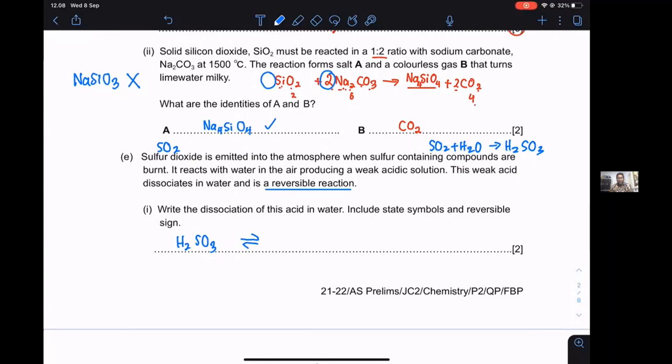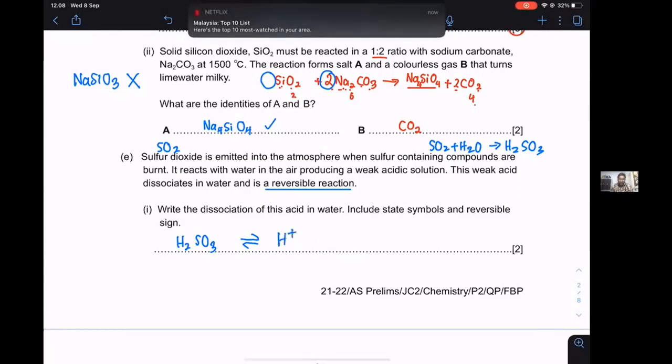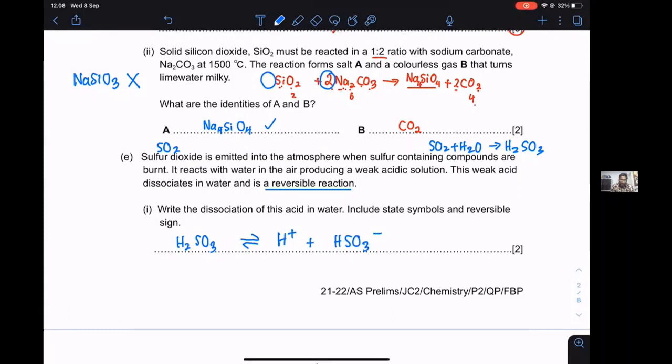Don't dissociate completely. Writing down 2H+ and SO3 2- is wrong. It is going to be weakly dissociated. You remove only one H, and the remaining HSO3- leave it over there. Include state symbols. Include the reversible sign. If you don't include this, you are going to be marked wrong. This is aqueous, this is aqueous, and this is aqueous.